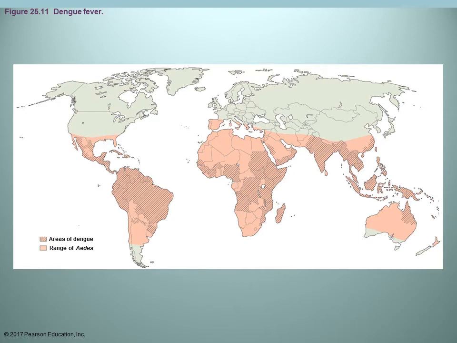This shows, it's kind of an interesting map, showing the range of the mosquito that acts as the vector, and then the areas where we do see the endemic levels of dengue fever.